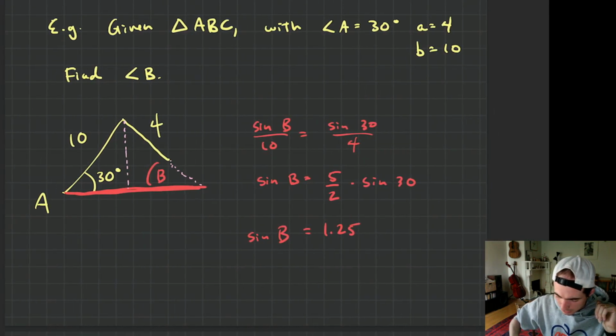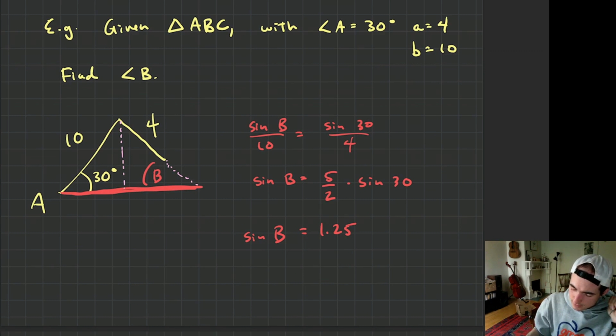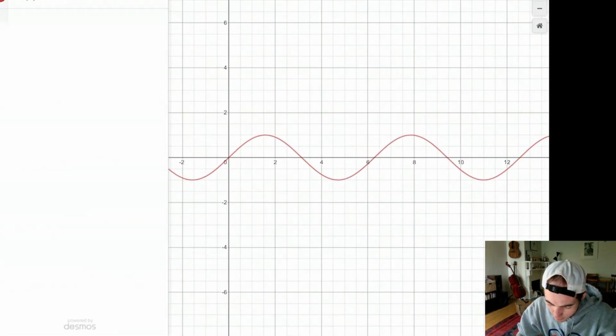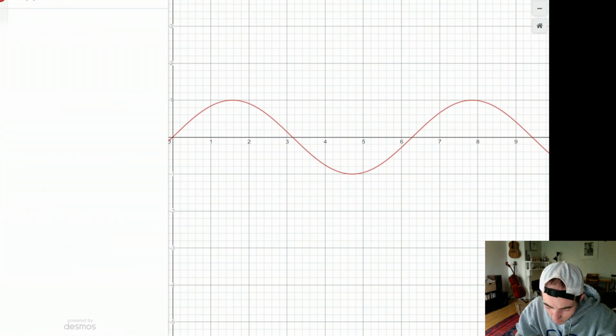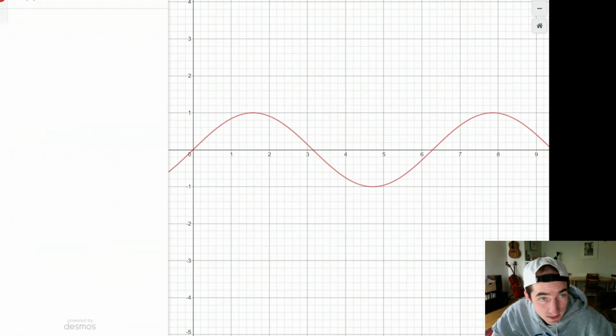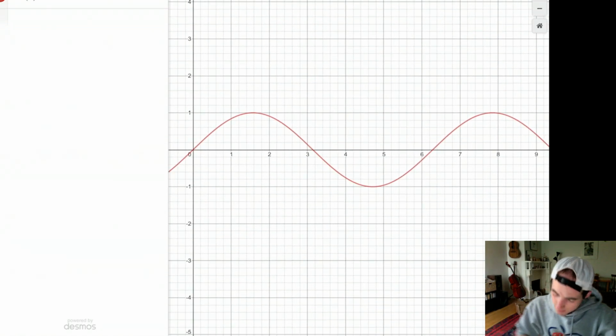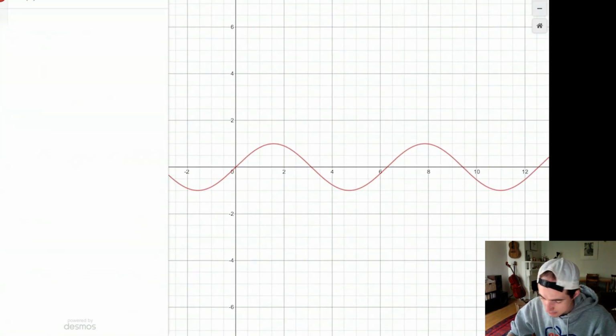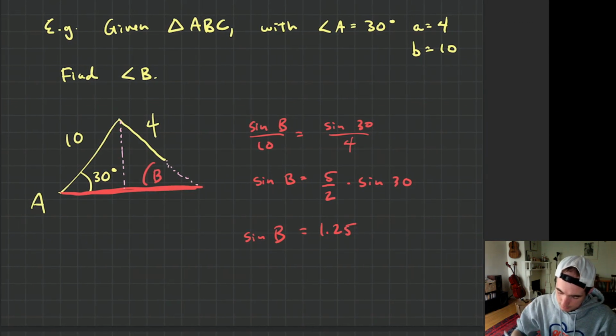So here, apparently this sine of B is equal to 1.25. Well, you tell me which angle gives you 1.25. I'll tell you what, you won't find one. None of these are going to go to 1.25. None of them. So this one is impossible.